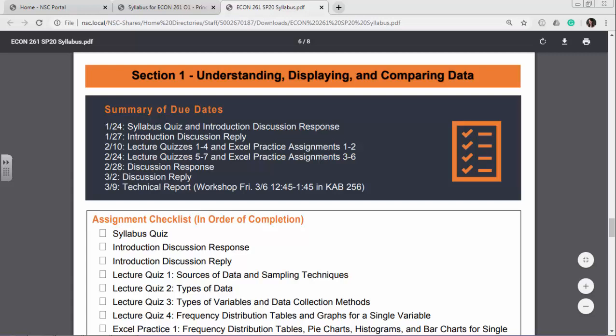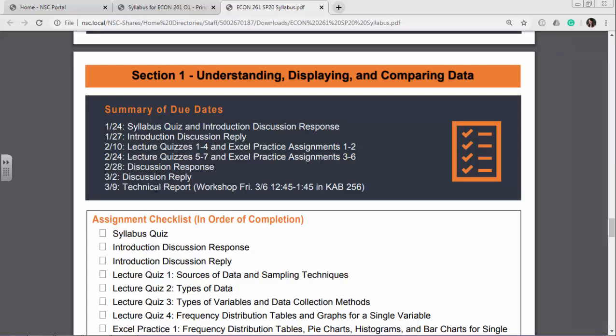And then we get into kind of the flow of what the rest of the semester will look like. So you'll have a chunk of lecture quizzes and Excel practice assignments due on the same day. Then another chunk due on this next date. And see, there's kind of 2 weeks between. So it's really on you to get started on these before it's too late. Then you'll have a discussion response and a discussion reply related to the material for this section. And then your technical report is always due at the end of the section.